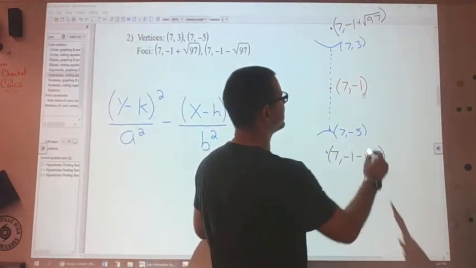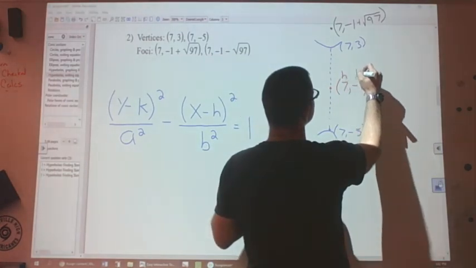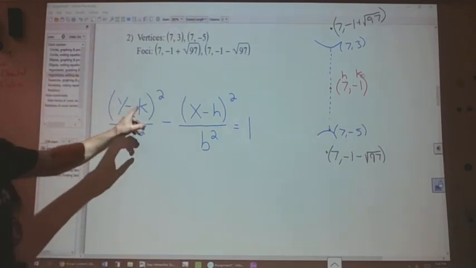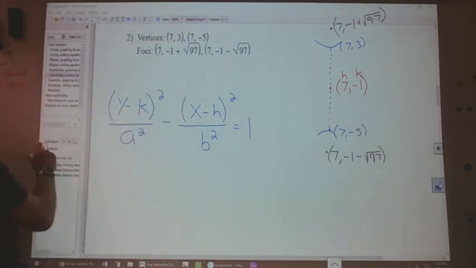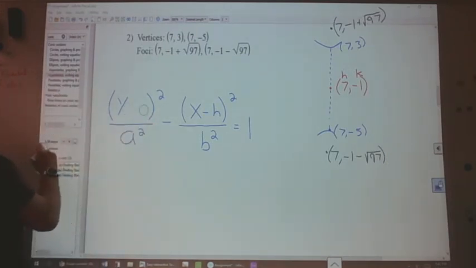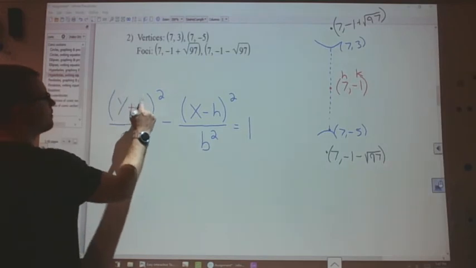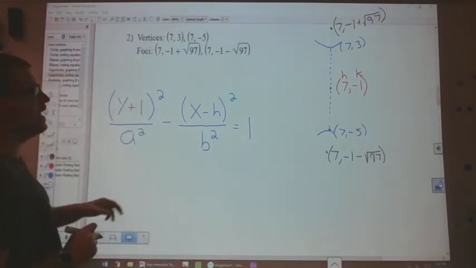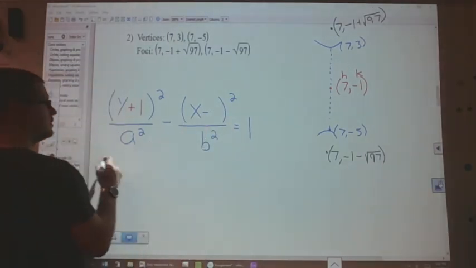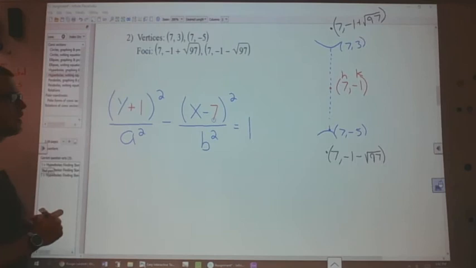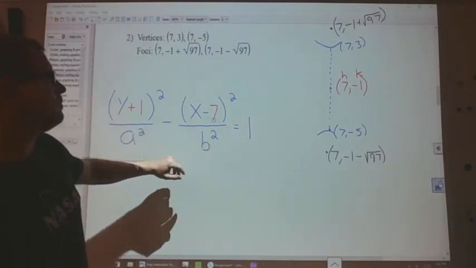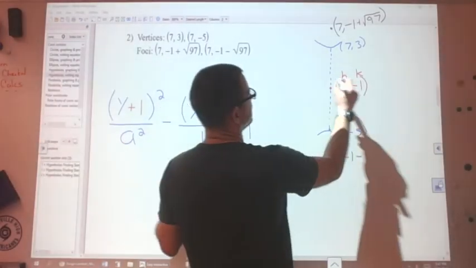So now I have my center, h, k. Okay, be very careful. Y comes first. So it's y minus k, which we now know is negative 1. So we're going to put a plus 1 there. And x minus h, which we now know is 7. So we're going to put x minus 7 there. Now I got to find a and b, which for this particular hyperbola, a is going to be the easiest.